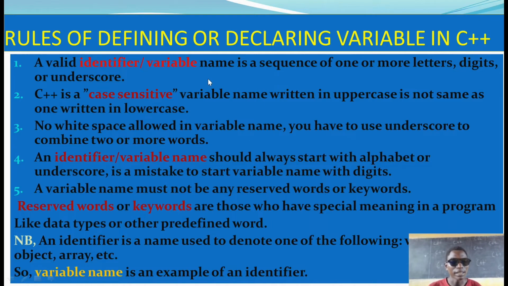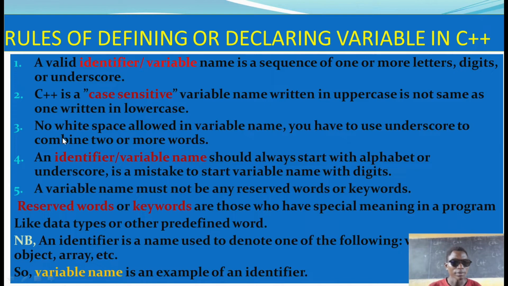That is the first rule. The second rule: C++ is case sensitive. I think everyone knows what case sensitive means in C++. A variable name written in uppercase is not the same as one written in lowercase, as we have seen in the characteristics of C++ programs. It treats uppercase differently from lowercase. So, this is the second rule when you declare a variable in C++.